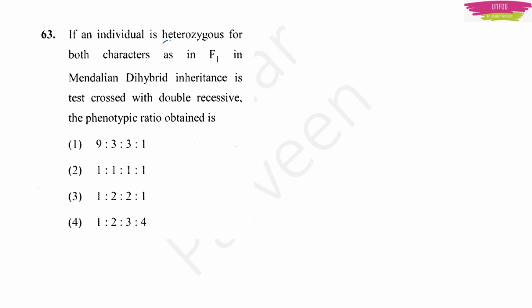If an individual is heterozygous, it means it has two different alleles for one trait. For example, we'll take capital A is for tall and small a is for dwarf. Because we are representing tall with capital A, it means it is a dominant character. And he has given it is a heterozygous individual. Heterozygous means there should be one capital A and one small a. So one capital A and small a together will make a heterozygous individual.